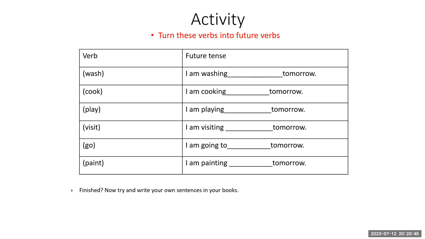Teacher, puede ser la mía. Okay, Janet. I am washing my clothes tomorrow. She is cooking. Todos tienen que decir I am cooking. Teacher. Okay, do it. Es que yo las había hecho, pero usando el she, he. No, porque ya tenemos ahí el pronombre. I am. Okay, I am. I am cooking.